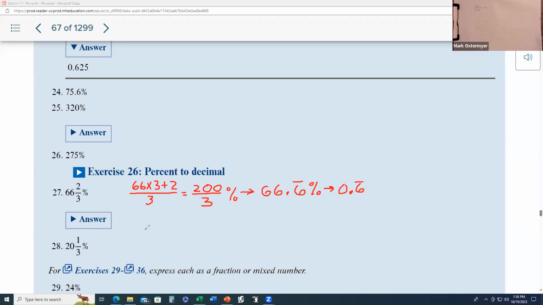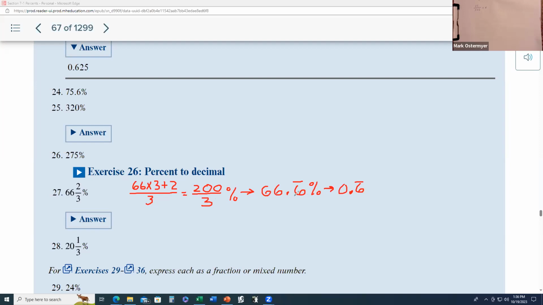All right, so one way to do this is to first convert this mixed number percent into an improper fractional percent. Multiplying 66 times 3 and adding 2 to that, placing it over 3, that's 200 thirds percent. Then what you can do is turn this into a decimal percent by dividing 200 by 3.